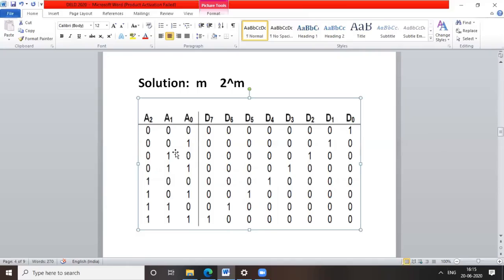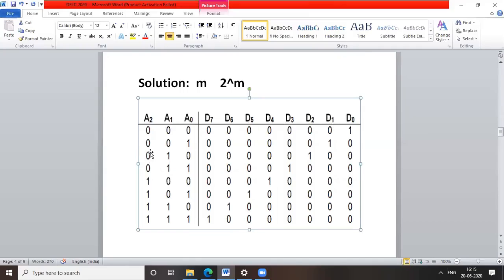So this is the truth table of a 3 to 8 decoder. These are the inputs A0, A1, A2, and these are the outputs D0 to D7. See what is happening here. In case of a decoder, if the input lines are 0, 0, 0, which output line will be selected? D0 will be selected. In other words, D0 will be active and all other output lines will be inactive.